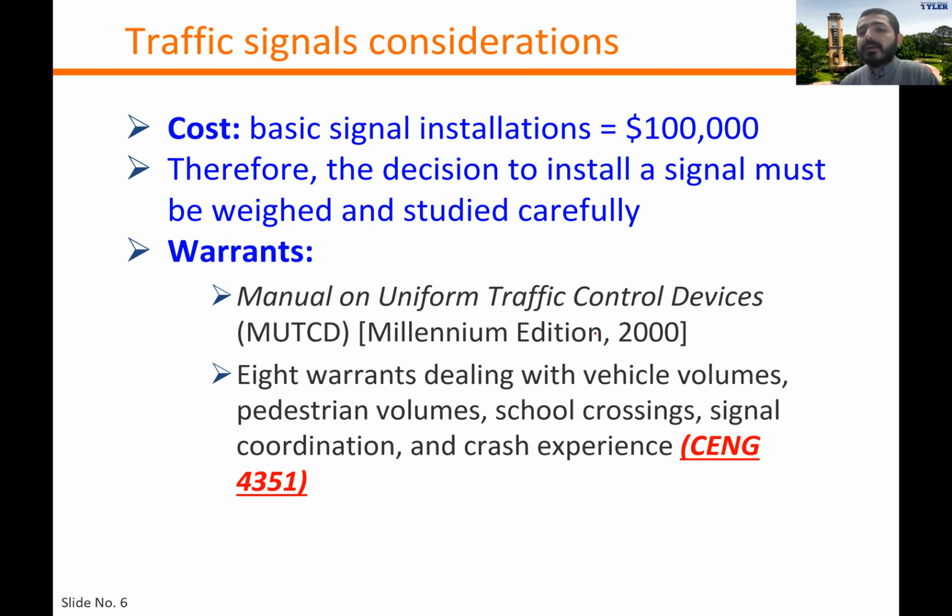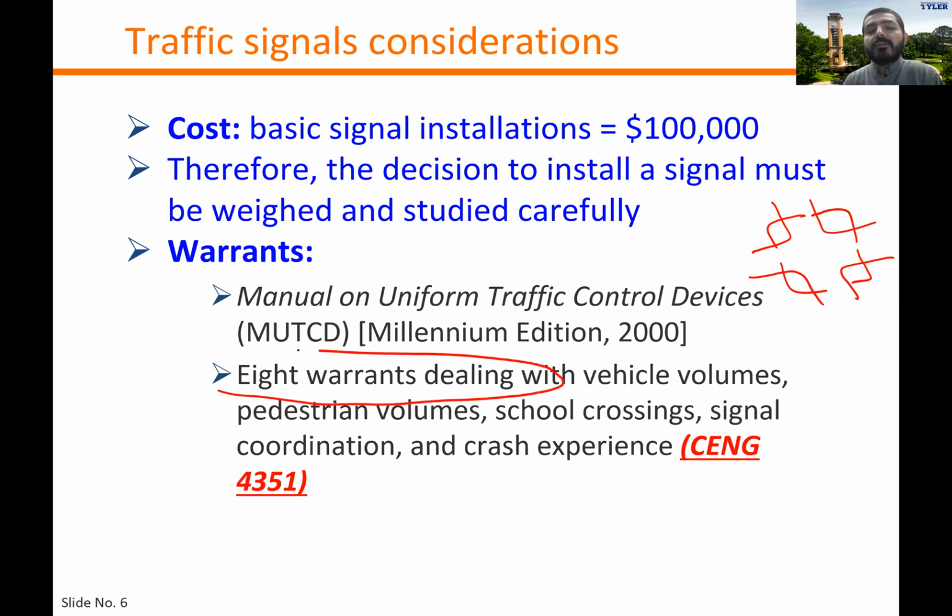And if you are talking about a four-legged intersection, we are talking about roughly $500,000 worth of an investment to signalize one single intersection. So it's not an easy decision if you are a traffic engineer for the city trying to put a traffic signal at an unsignalized intersection. And that's why MUTCD has 8 different warrants or 8 different conditions. You have to satisfy at least one of them in order to justify the need of having a traffic signal at this location.